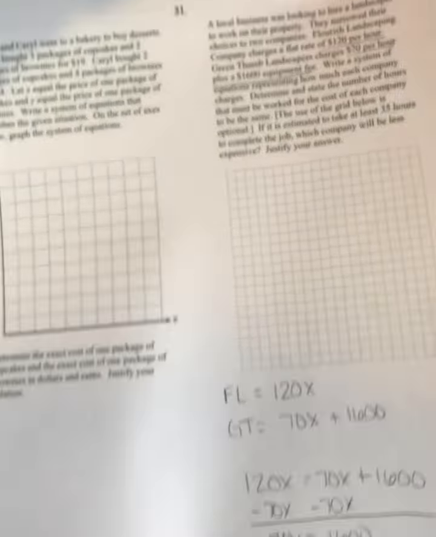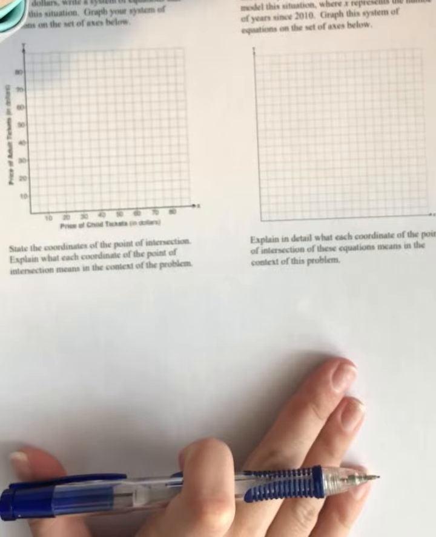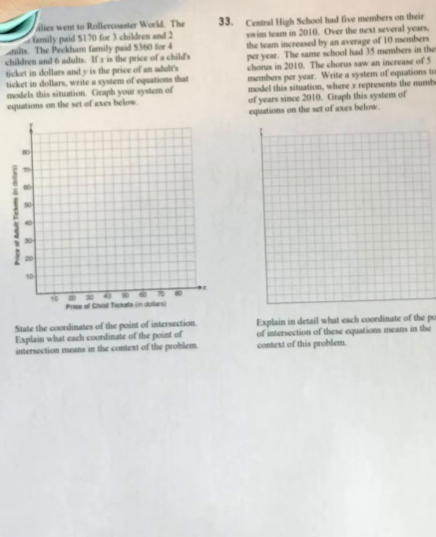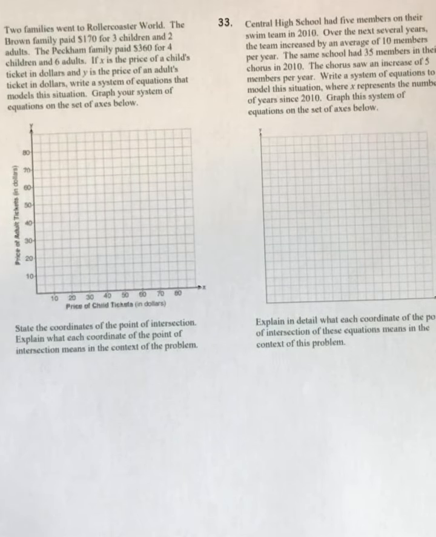One more to go for today. Number 33. Bring this back down so we can read it. Central High School had 5 members on their swim team in 2010. Over the next several years, the team increased on average by 10 members per year. The same school had 35 members in their chorus in 2010. The chorus saw an increase of 5 members per year. Write a system of equations to model this situation where x represents the number of years since 2010. Graph this system of equations on the set of axes below.